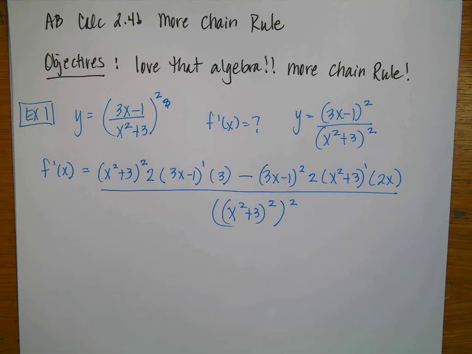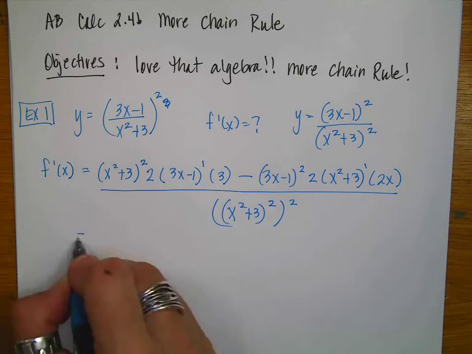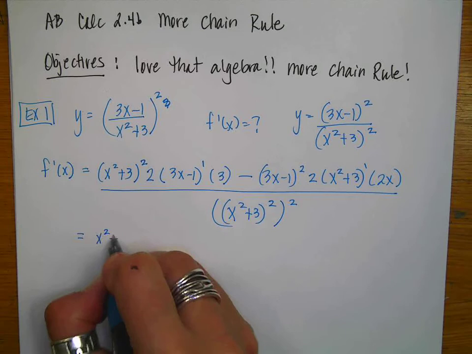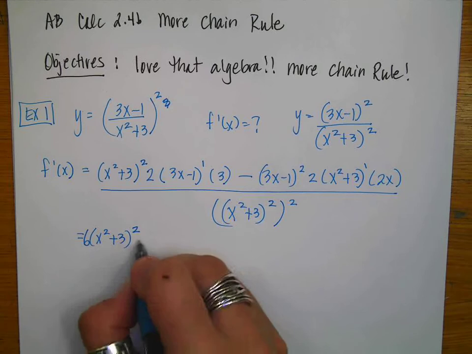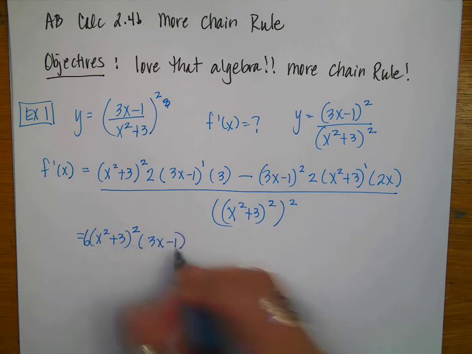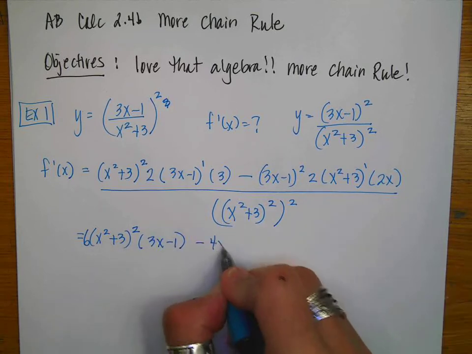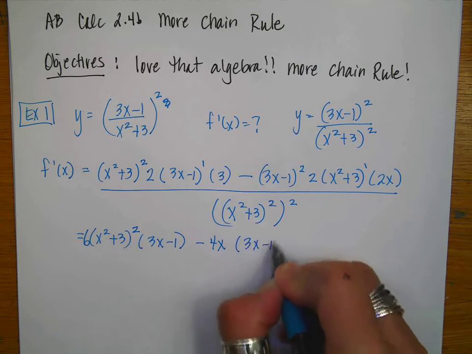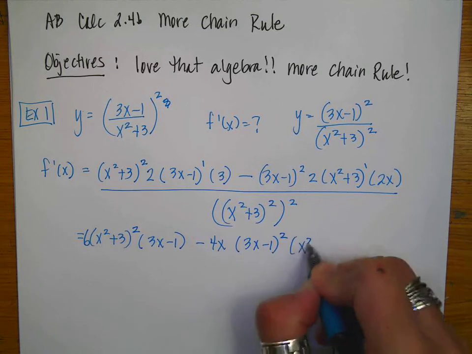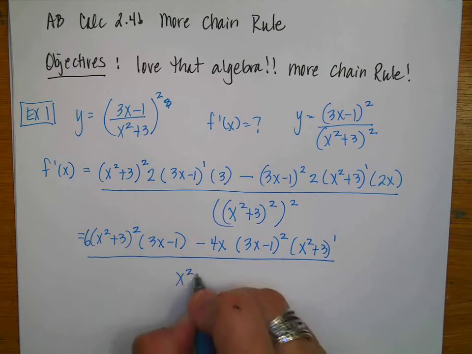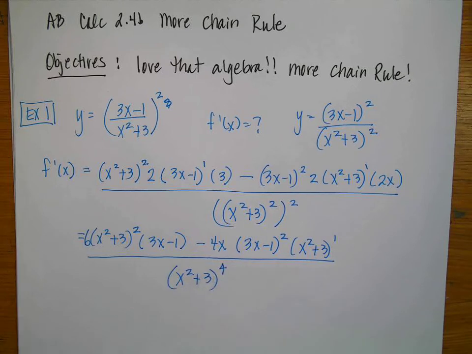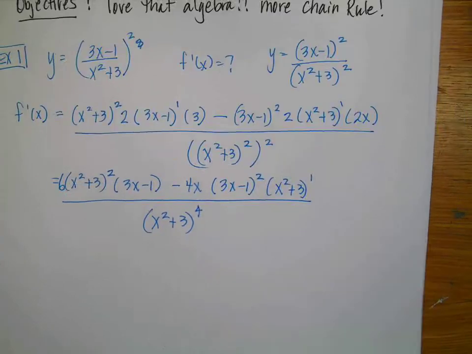And I will tell you before you start distributing, we're going to take out common terms, okay? Factoring is your favorite F word. I will clean this up a little bit just because I think it will help. So I have (x squared plus 3) to the second. I have a 6. I'm going to put it right there. And then I have 3x minus 1. Right here, I have a minus 4x, and I'm going to have a (3x minus 1) squared and an (x squared plus 3) to the first. Remember, don't ever expand the denominator, okay? So there's my cleaned up version a little bit.